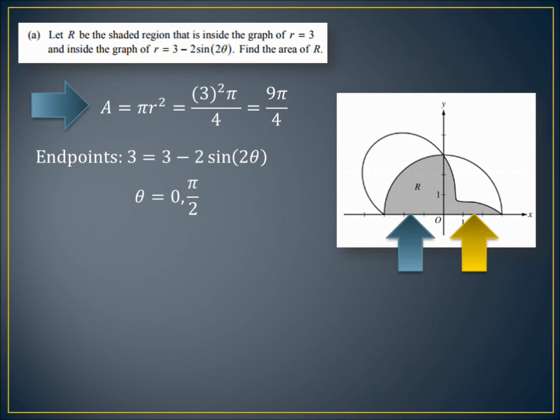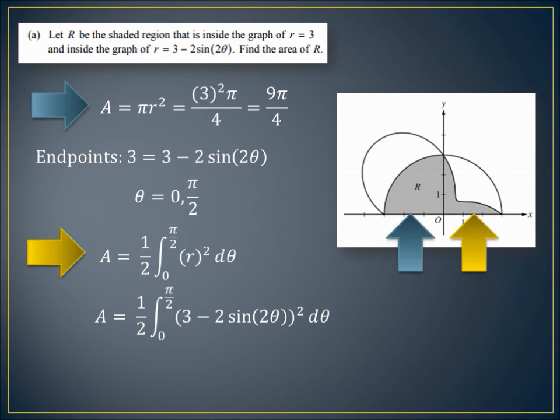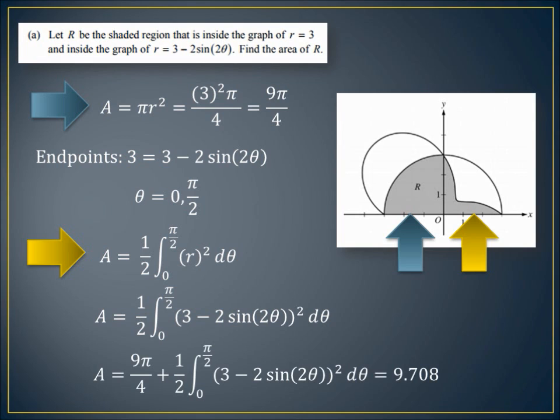So for the area of this first quadrant region, we use the polar area formula, 1/2 integral of r squared with our bounds, and we put in r, so A equals 1/2 integral from 0 to pi over 2 of (3 minus 2 sine 2 theta) squared d theta, and then we will add the two areas we found to find our total area. So we get this equation, and plugging that into our calculator like I showed you before, we get 9.708 as our final answer.